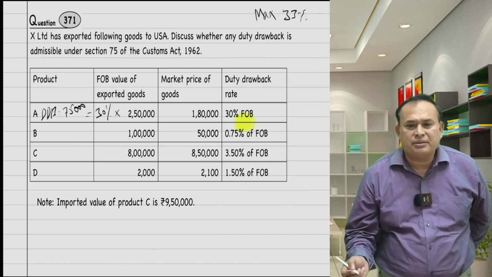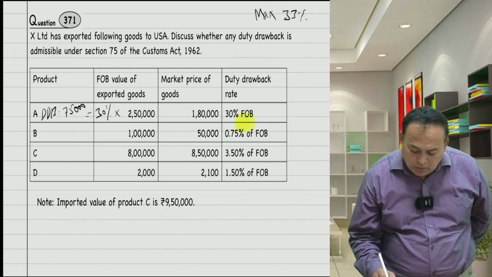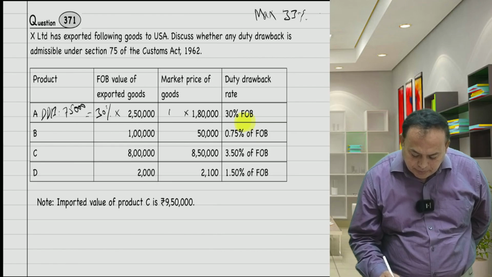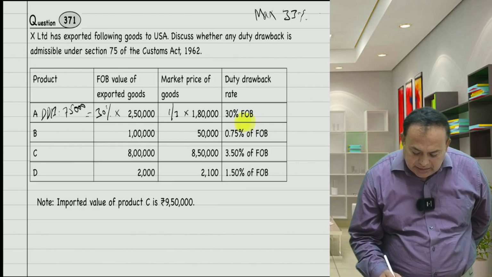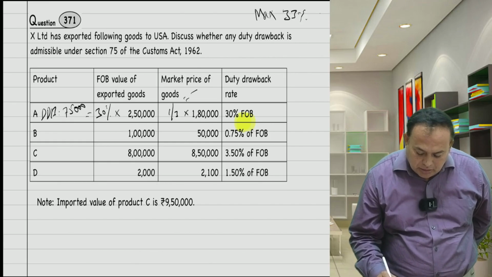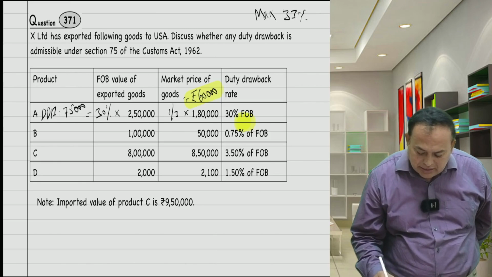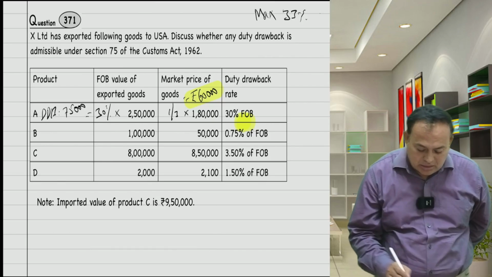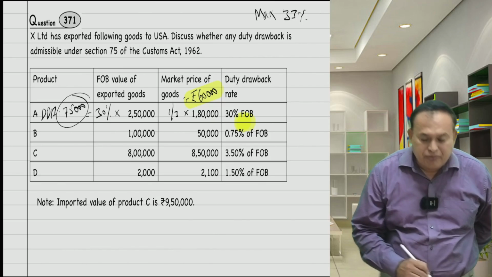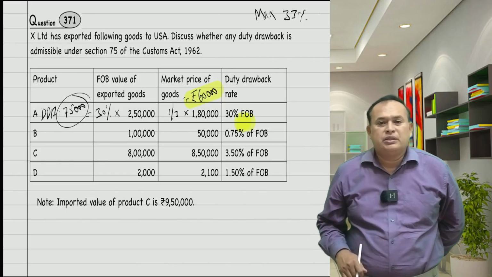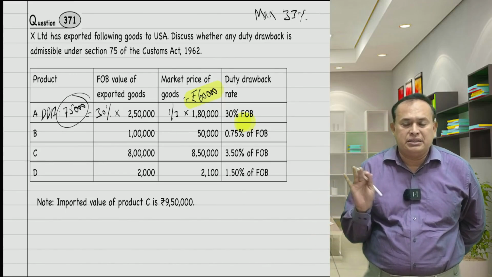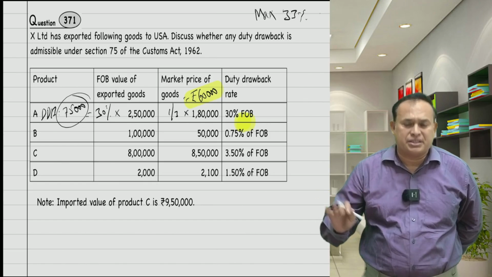Means 1/3. So 1/3 of market value is equal to how much? 1/3 of the market value is 60,000. So the maximum amount is 60,000. Duty drawback is allowed. Over and above 60,000, in the given case, 15,000 is not allowed. Up to rupees 60,000 allowed. Duty drawback 60,000 rupees, first case allowed.